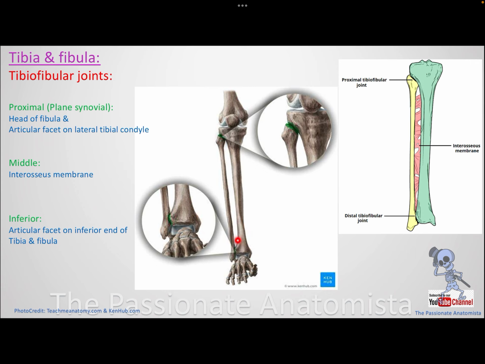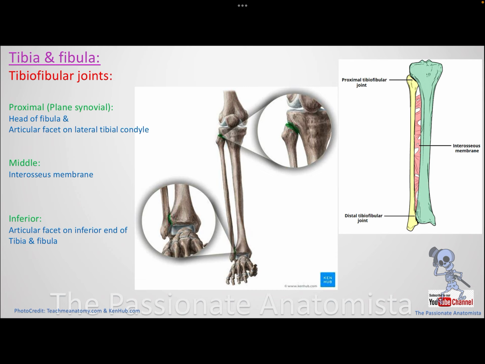And then in the middle and lower tibiofibular, you have fibrous connective tissue that connects them. So that joint, we call a fibrous joint, whether it's middle or distal. What type specifically? It's the syndesmosis kind of fibrous joint, all right?